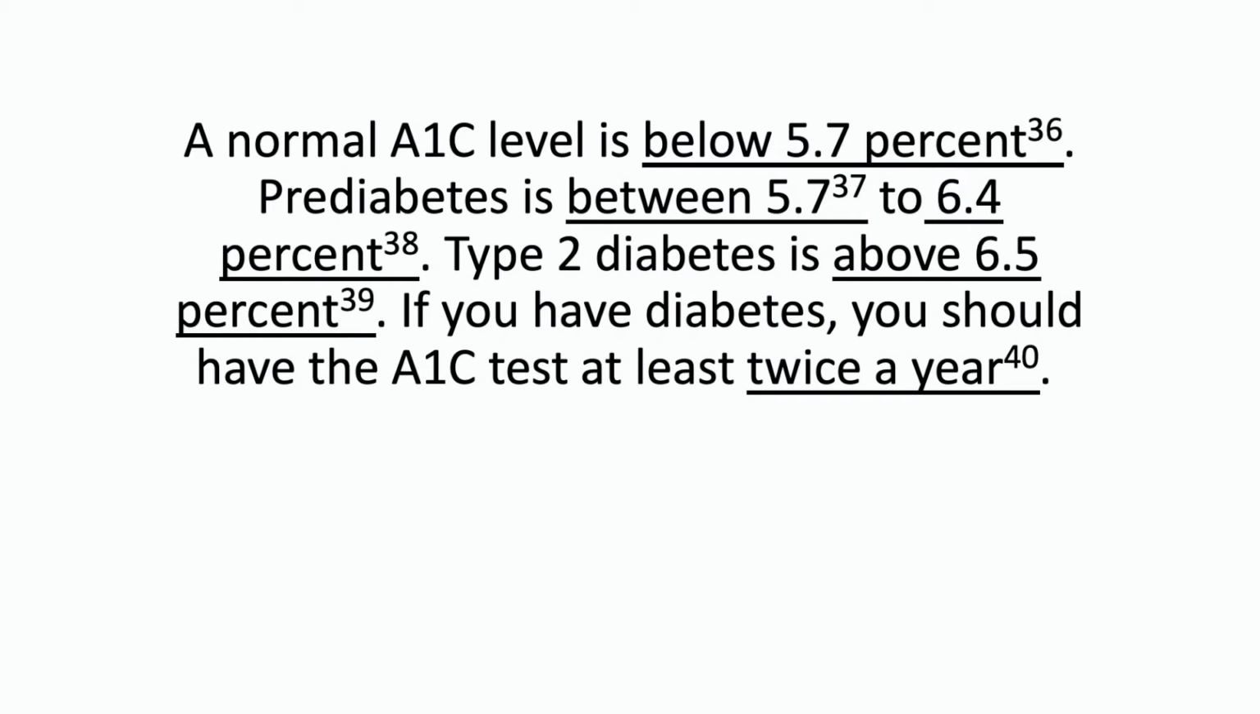A normal A1C level is below 5.7%. Pre-diabetes is between 5.7 to 6.4%. Type 2 diabetes is above 6.5%. If you have diabetes, you should have the A1C test at least twice a year.